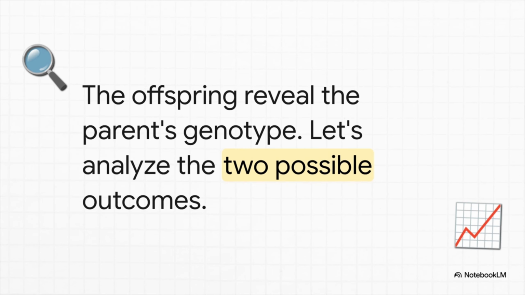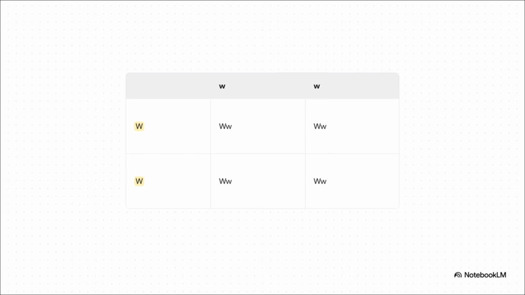And there are only two ways this can possibly go, depending on what our mystery violet flower is hiding in its genes. Okay, scenario 1. Let's say our mystery plant is homozygous dominant, with two big W alleles. It's going to pass a dominant W to every single one of its offspring. The white-flowered parent, of course, can only give a little w. The result? 100% of the kids get the Ww genotype, and every single one of them has violet flowers.